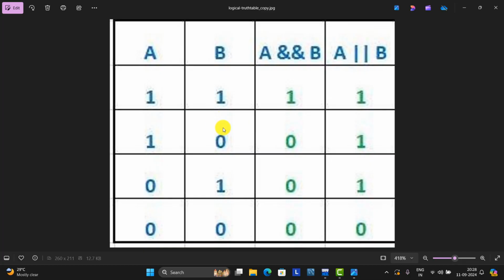When it comes to logical NOT, that is denoted with an exclamation mark, it is a unary operator. It will give you 0 for 1, and 1 for 0. That means if true is given as input, it will return false as output, and vice versa. If false is given as input, it will return true as output. So that is the meaning of logical NOT, denoted with an exclamation mark. Now let us try to solve one example and then we will code it in Dev C++.